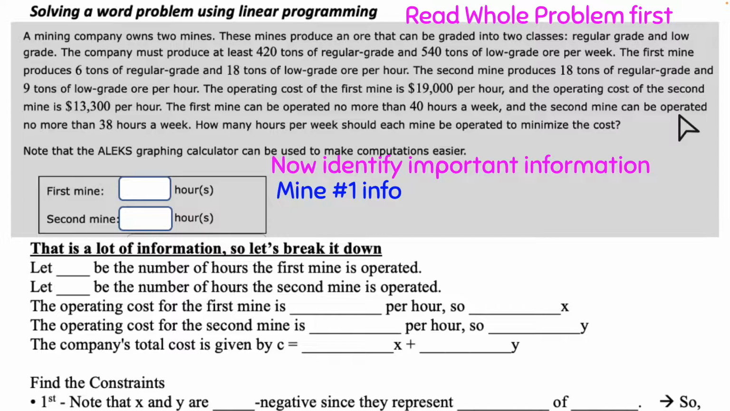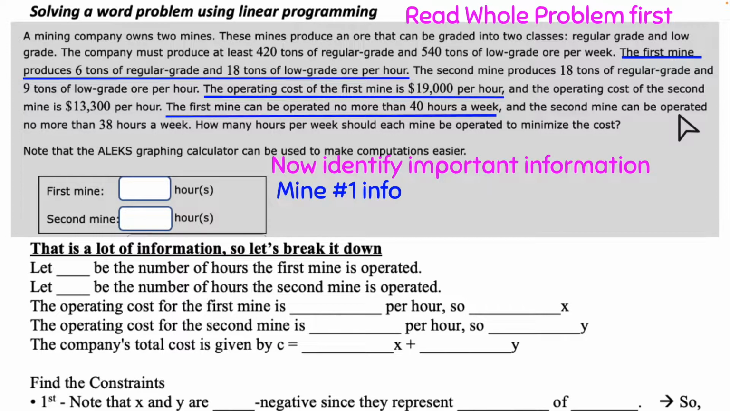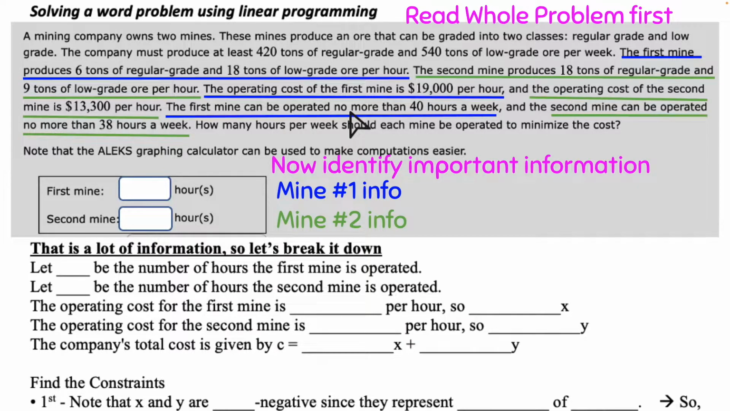So I'm going to show you the underlining here because I underlined it in blue so you can see this is the blue information that's just for mine number 1. And then mine number 2 I underlined all in green. So we're chunking the information out and dividing it into the 2 different mines here. Because that's also part of how we're going to write these constraints, because the 2 different mines have different constraints based on operating cost and time. More the hours actually is the constraint.